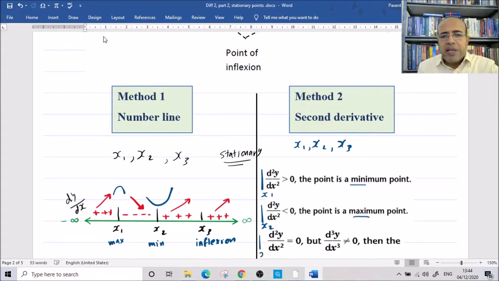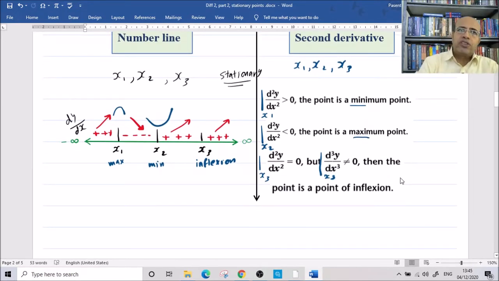If, for example, at x3, d2y by dx2 equals 0, what do we do? We find the third derivative, d3y by dx3. If d3y by dx3 at the point x3 is not equal to 0, then it is a point of inflection. Let us see an example.